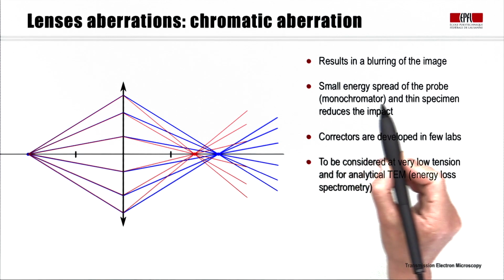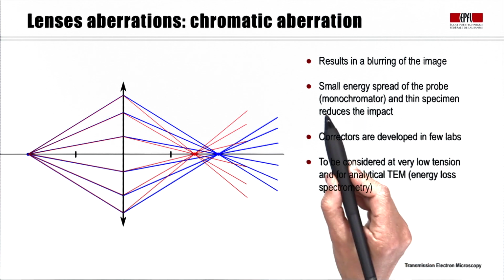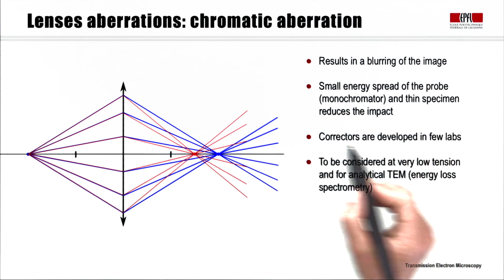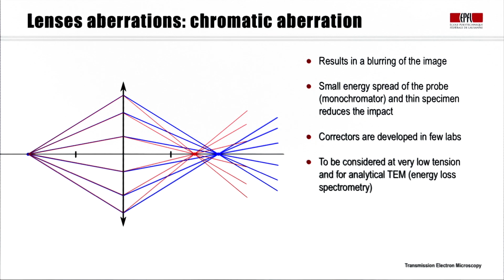First of all, the small energy spread of the probe, especially if you use a special monochromator that will even reduce the energy spread of the electrons coming out of the gun, will reduce the impact. If you use a thin specimen, your electron beam will not interact too much with the specimen. So the electrons will not have too many events that will lead to energy loss, and they will keep the nominal energy of the beam. So a thin specimen will also reduce the impact.